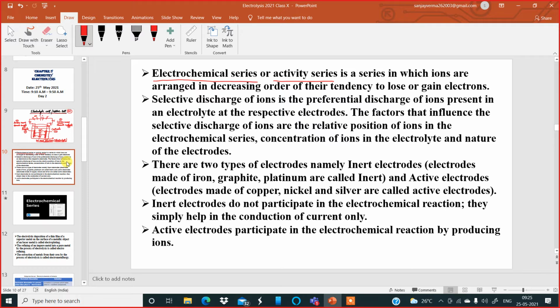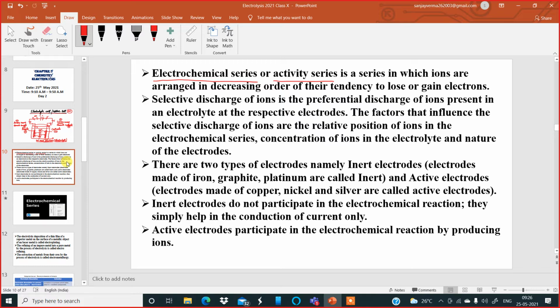Potassium, sodium, magnesium, aluminum. Yeah, tell me. Very good. Who was that? Nawang. Very good. Yes, Aditya also.